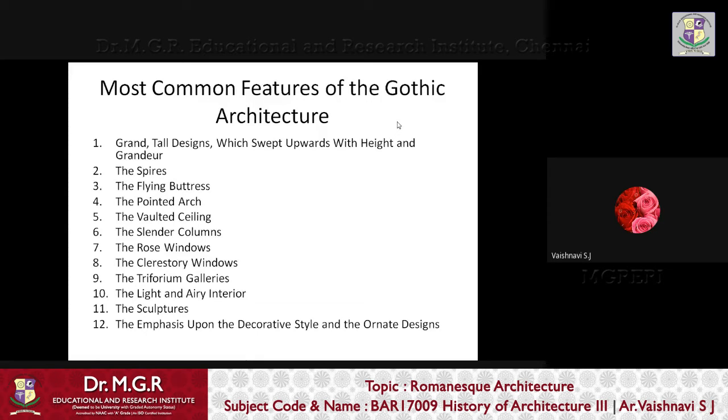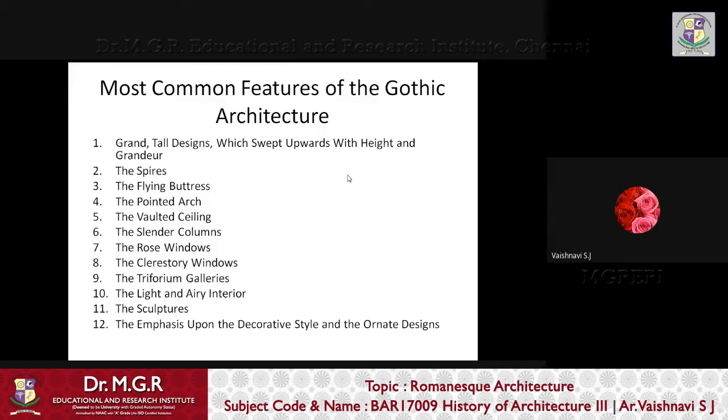And Triforium galleries. The Triforium galleries I'll show in the next slide. Then they had a light and airy interior, since it had a lot of openings with a lot of stained glass, and the openings were higher and huge, so a lot of light passed in through the churches. And it was airy because the church itself is a big structure, so it had a lot of space for air to circulate inside it.